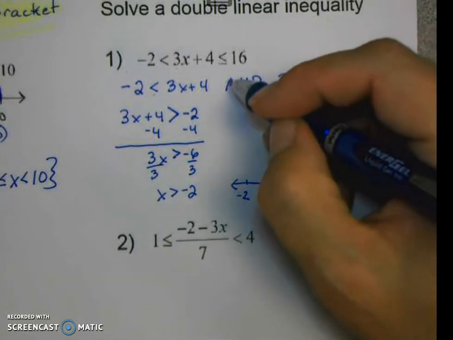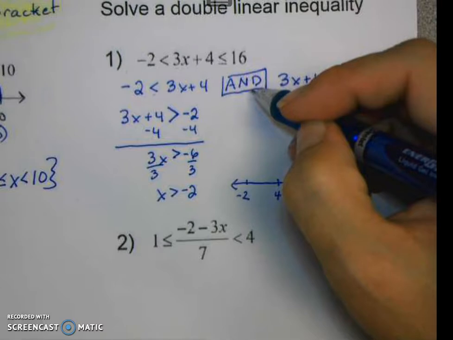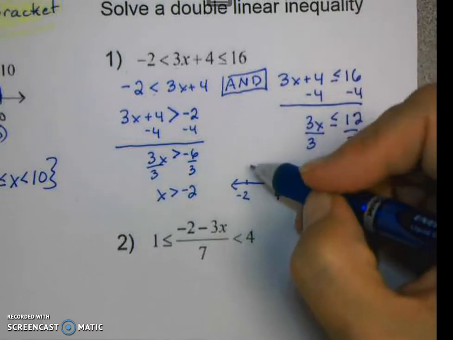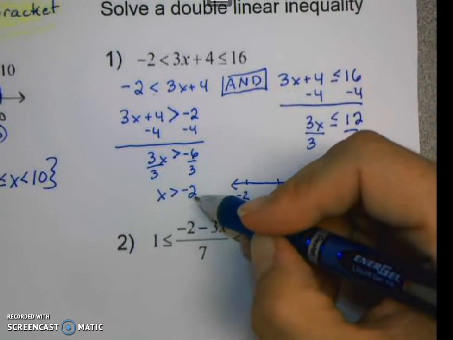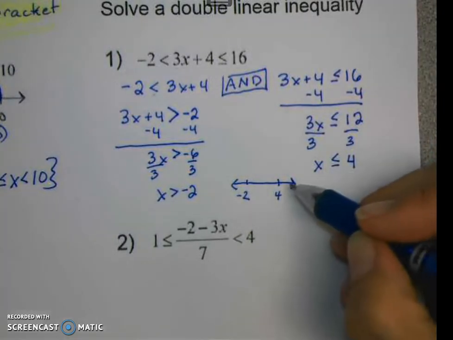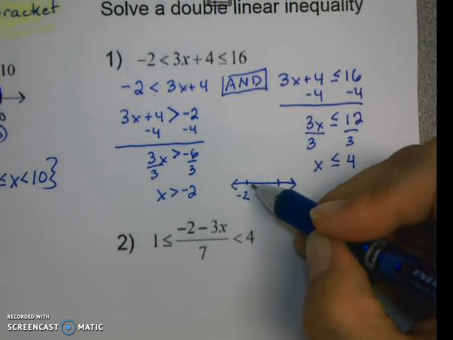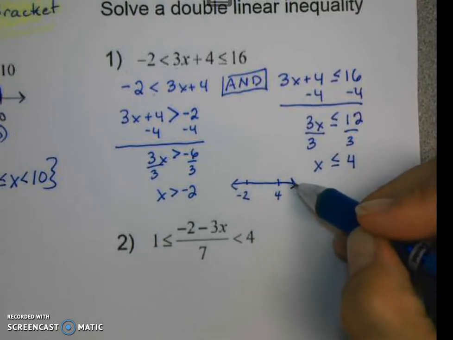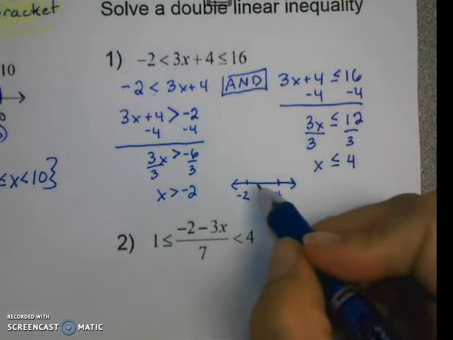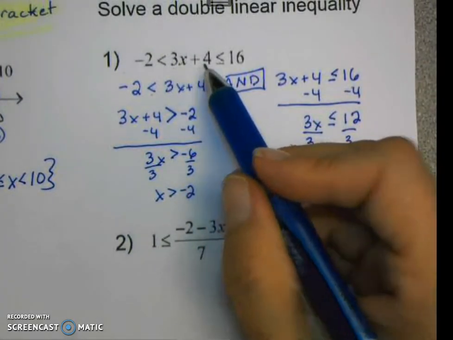However, there's this word and. We have to include only numbers that are bigger than -2 and less than or equal to 4. If we're less than or equal to 4, we're to the left. If we're greater than -2, we're to the right. So the part they have in common is in between. And if you notice, this was an in-between question, wasn't it?